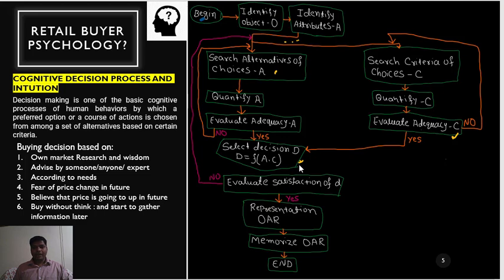That means if both conditions are satisfied, then start to evaluate the satisfaction of D. Either we are satisfied again. If the condition is met, then the cognitive decision process maps with memories and the final order is placed. If the condition is not met, then follow again from A to C.